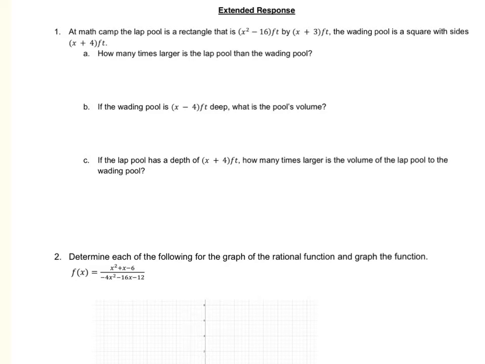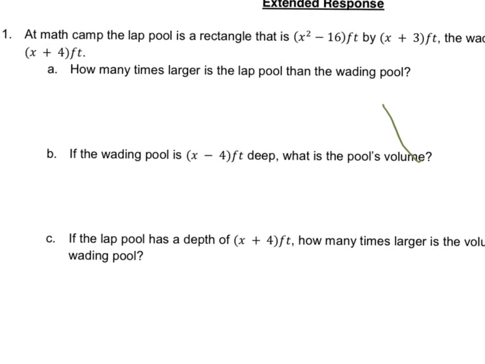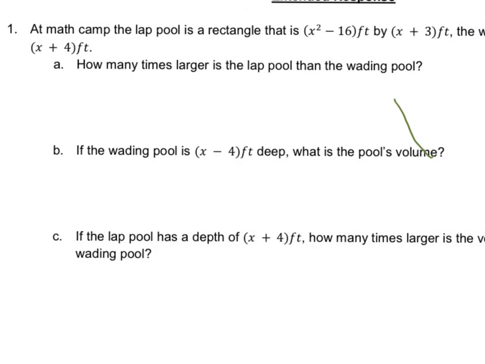Area is length times width. How much bigger, or how many times larger, is the lap pool than the wading pool? They mean by area. So to find the area of the lap pool, we'll take length times width. To find the area of the wading pool, we'll take length times width.